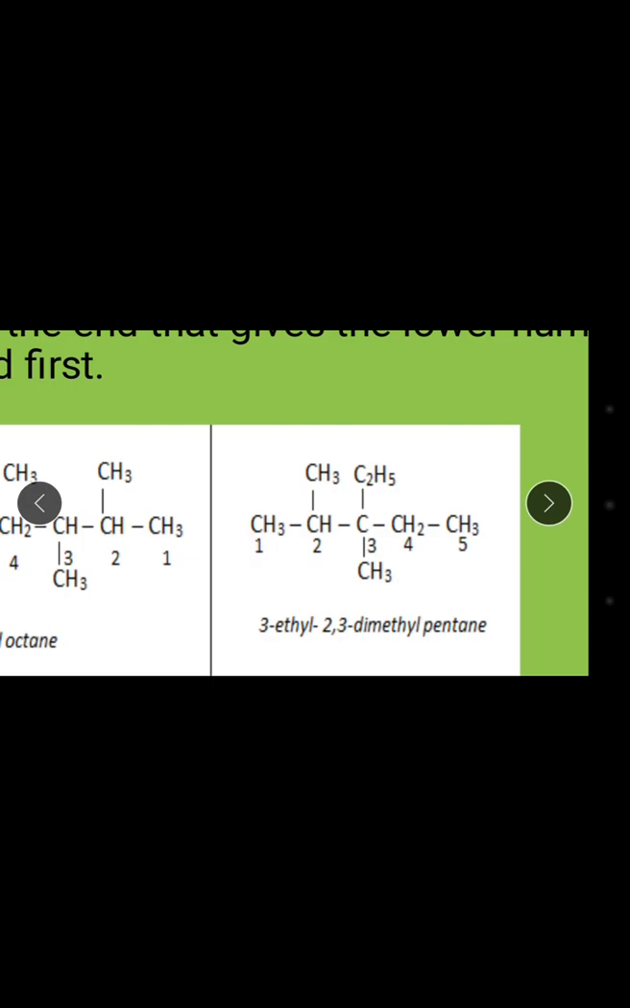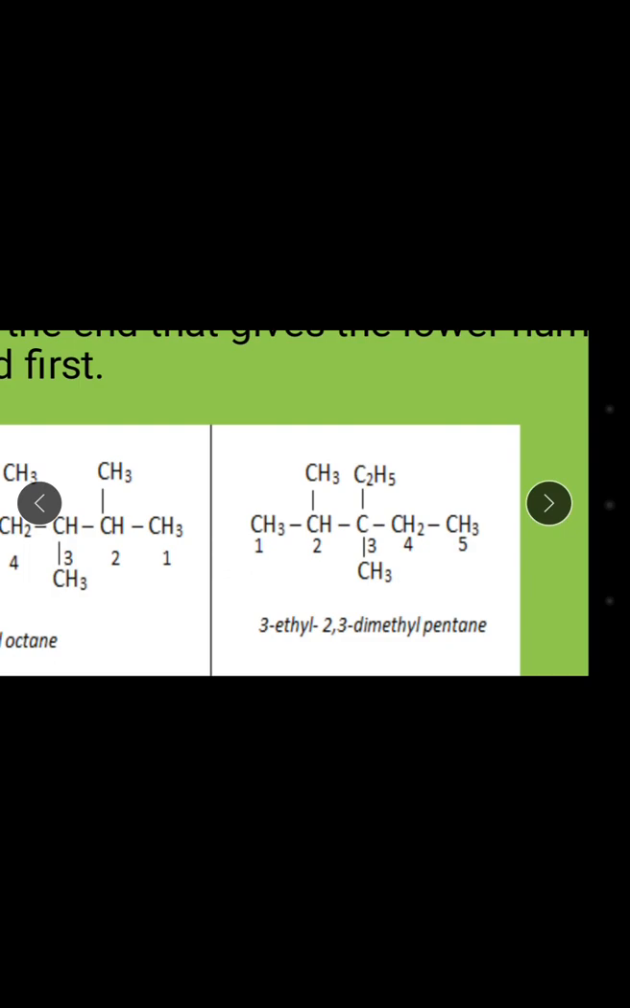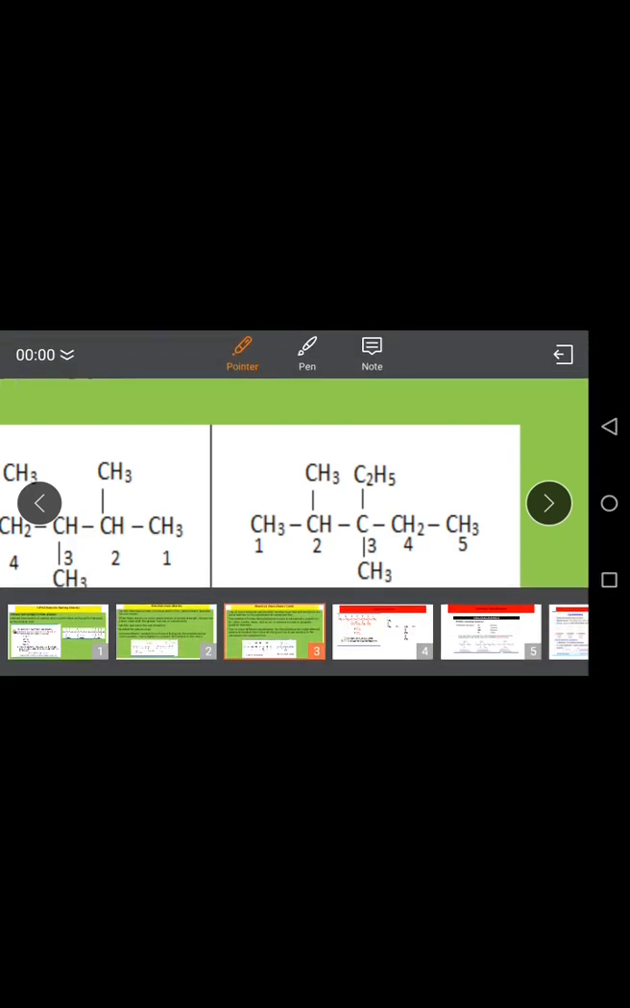So this is from carbon 1 to carbon 5. Now, what are the substituents? We have an ethyl here, but the first substituent is methyl, another methyl here. The parent hydrocarbon is 5, that's pentane. Because ethyl should come first alphabetically, you say 3-ethyl, 3 because it is on carbon 3. This is the first carbon, this is the second carbon, this is the third carbon, and the ethyl is on carbon 3. That's why we have it as 3-ethyl. Then you move to the methyl. The first one is on carbon 2, the second one is on carbon 3. So you do 2, 3, and because there are 2, you use the prefix di. 3-ethyl-2,3-dimethylpentane. I hope that is clear.